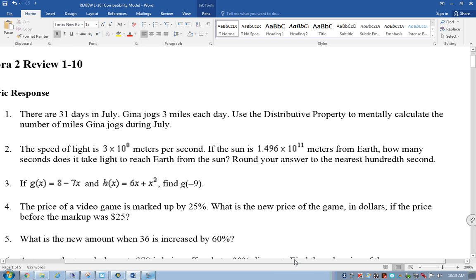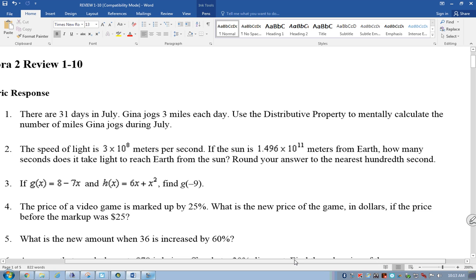Number 2, the speed of light is 3 times 10 to the 8th meters per second. That is a rate. Speed is a rate. The sun is 1.496 times 10 to the 11th meters from Earth. That is a distance. It's meters. How many seconds, which is time, does it take to reach Earth from the sun? Round your answer to the nearest 100th second.